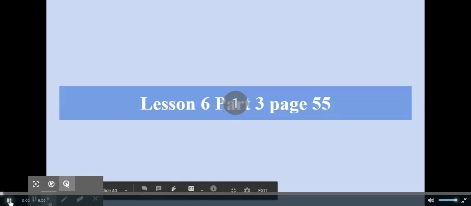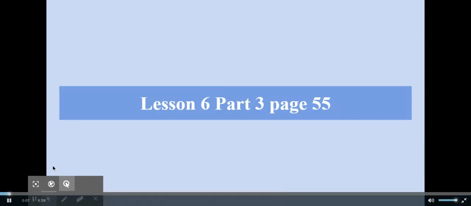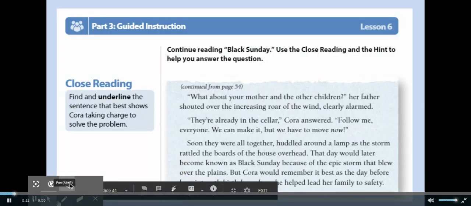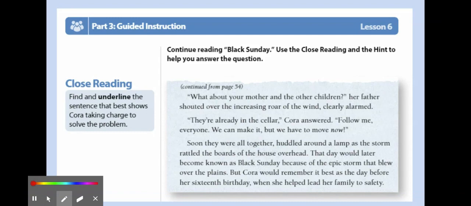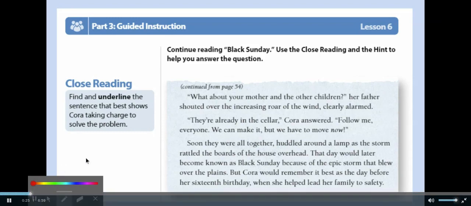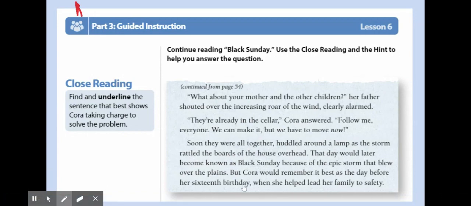And here we are, Hornets, for our Lesson 6, Part 3 on page 55 of our Ready Workbook. If you need to get out your workbook, please do so that way we can get started on our lesson. Very first thing we're going to do is write at the top of our page the name of our lesson. The name of our lesson is Analyzing the Interactions.